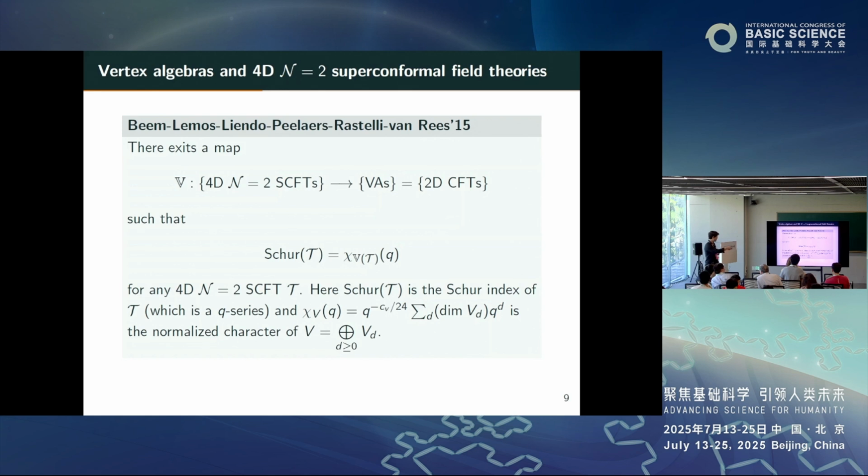So this is a physical statement because 4D theory is not defined mathematically. Physically, you just restrict to R^2 in R^4, and then you take some BRST cohomology. And miraculously, you get the vertex algebra.